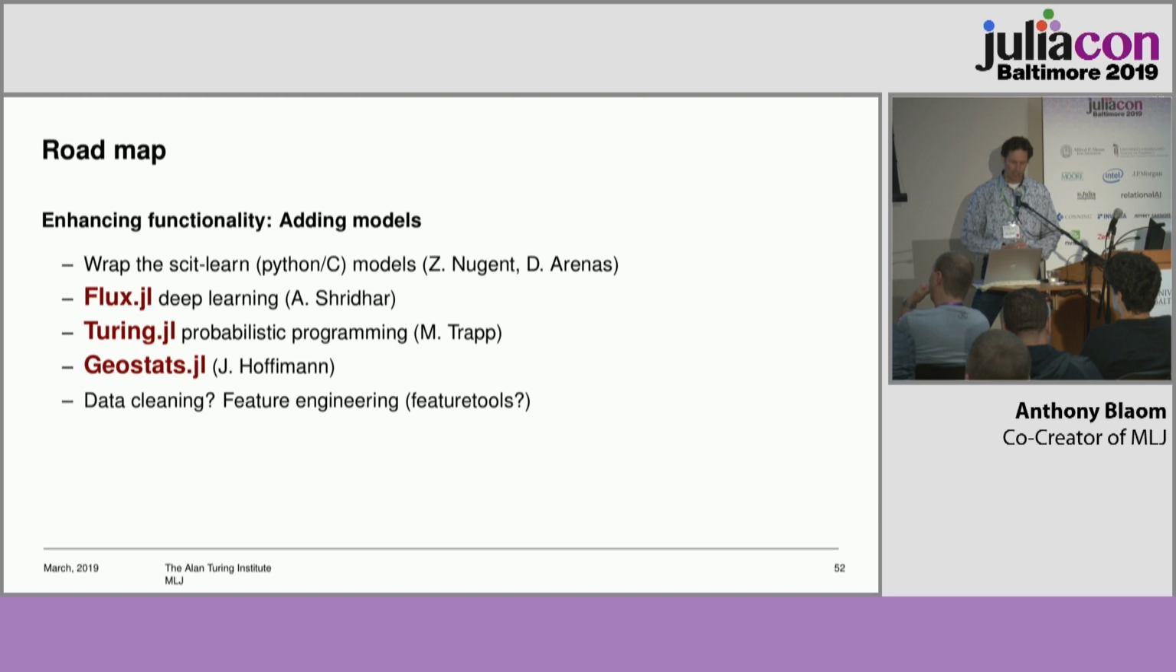Most of the popular models are implemented, but we're always looking to implement more models. So here are a few of the projects underway at the moment. One is that we'd like to wrap as much of the scikit learn models as possible, because there's a lot of models there, over 100 models. That project got a little bogged down, but now we've had a good boost in that direction with some help from Zach Nugent.